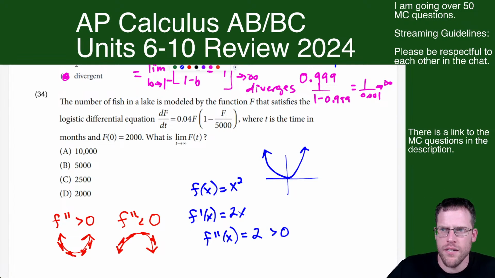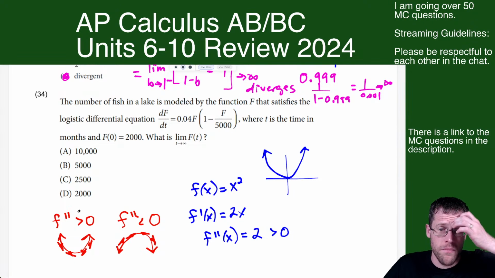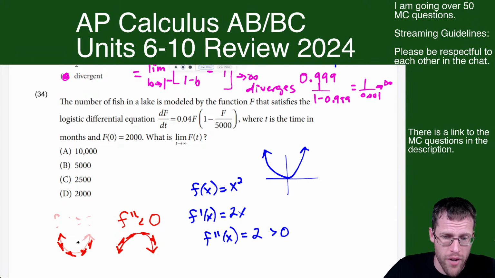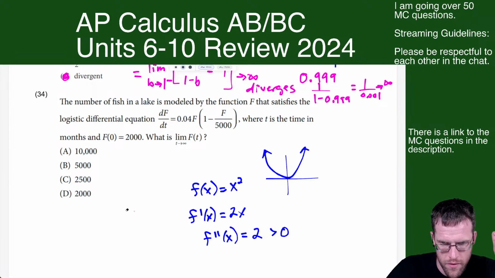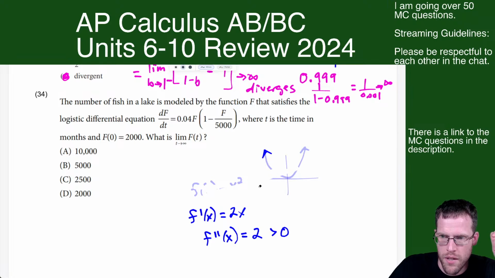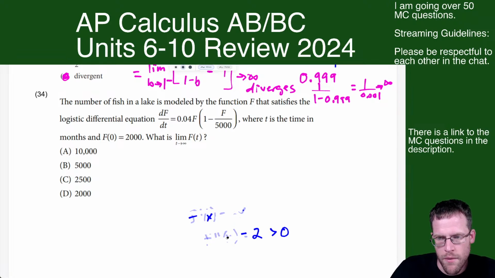Yeah, BC is definitely a bit harder. It's more abstract. Not that AB is easy. I mean, Unit 8 is tough regardless. But yeah, Maclaurin and Taylor are going to get a little tough.